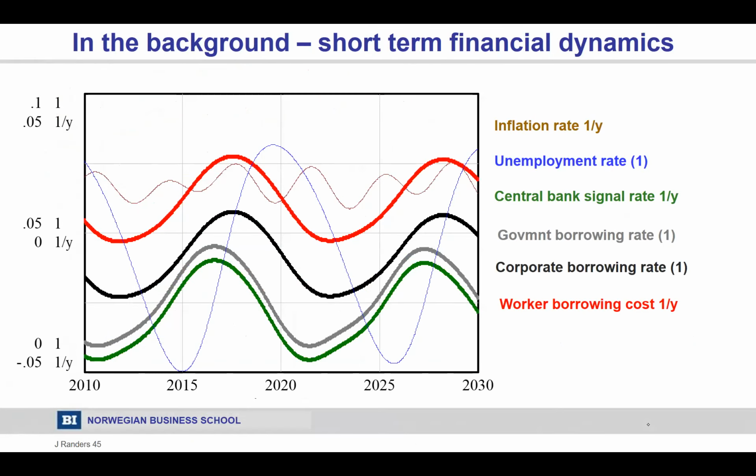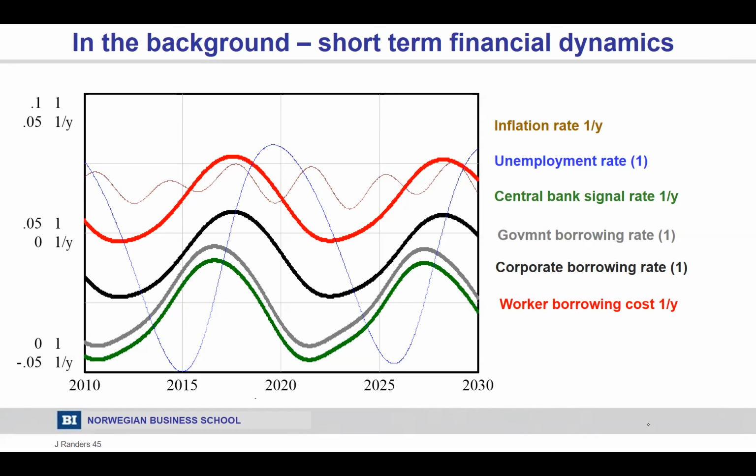I'll just mention so you know it is here. In the background, there is a financial sector that I haven't spoken about at all. The main reason why I don't speak about it is that it has no impact in the long run. This irritates, of course, the financial community, but here we have the whole financial sector. The inflation rate is brown, the unemployment rate is blue. The central bank reacts to the inflation rate and to the unemployment rate and gives the central bank signal rate, which is the green one.